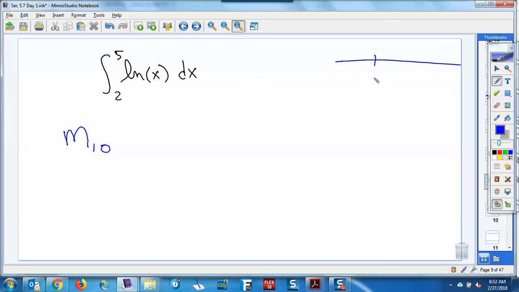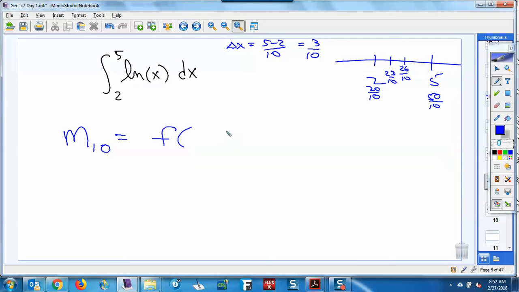Okay, so everything's pretty much the same, 2 to 5. We'll just do midpoint here. Our delta x is still 5 minus 2 over 10, so our width is still 3 tenths. So my subinterval is still going to be 23 tenths, and then 26 tenths, all the way to 50 tenths, right? This is 20 tenths to start with. All right, so that's all the same until we get to here.